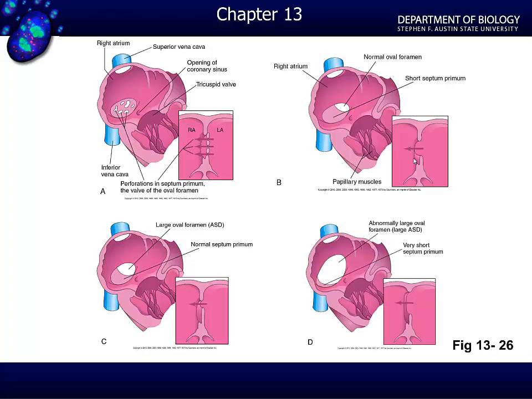So when we see the situations that we have here, and again, we can see we have our normal foramen ovale, but a short septum primum, so we have a fairly good-sized hole. Even larger hole. Here we have a really large, basically almost an absent interatrial septum.